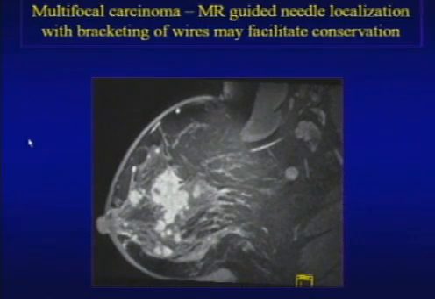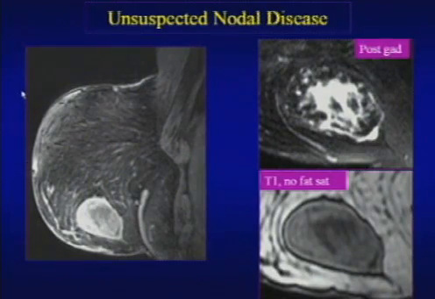So with multifocal disease, a lot of times the number one question is, can this breast be conserved? Again, primary lesion, multiple satellite lesions. In this case, an attempt can be made at breast conservation by bracketing. You're going to place a wire delineating the most anterior and posterior extent of the tumor. Where else can it be helpful?